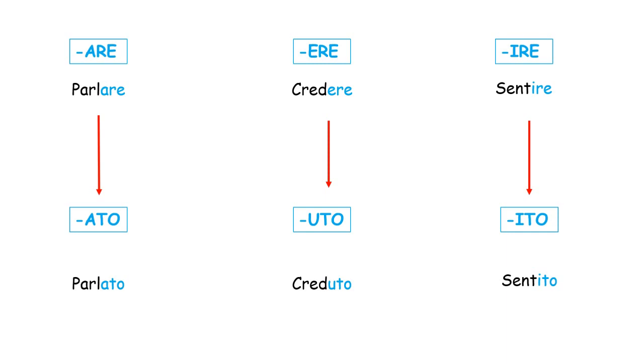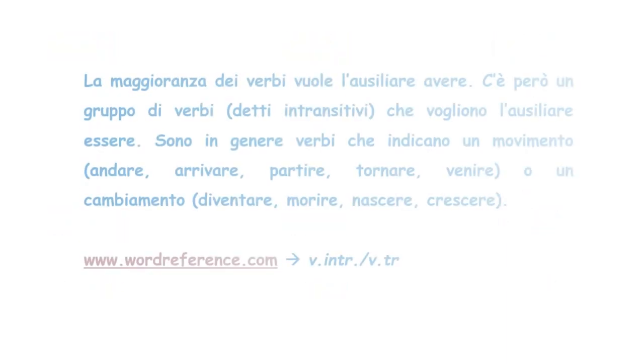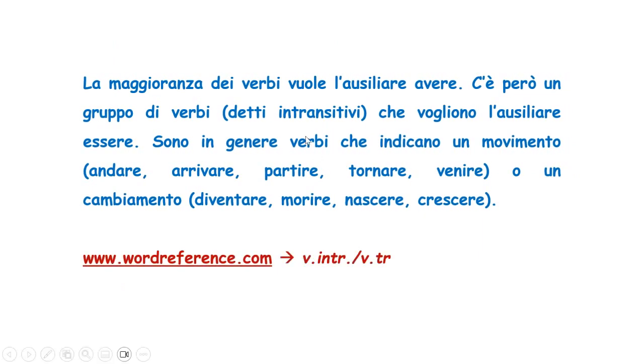How do I know when to put to be or to have? It is very confusing. They say, well, it's verbs of movement. It is true that the majority of verbs need the auxiliary verb to have. But there is a group of verbs called intransitive that need the auxiliary verb to be. And those are usually verbs indicating a movement: to go, to arrive, to leave, or a change: to become, to die, to be born, to grow.